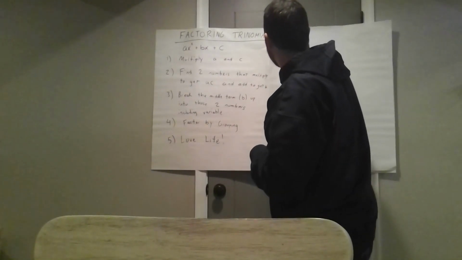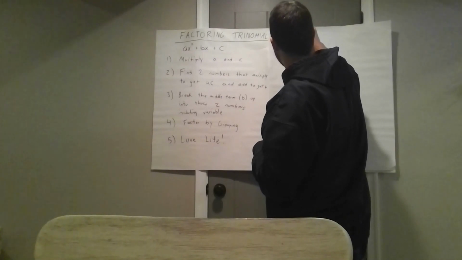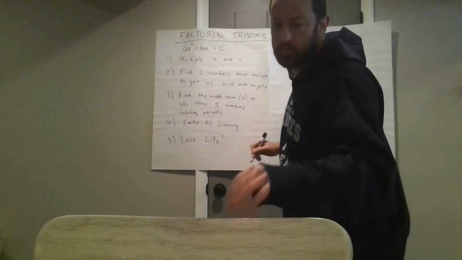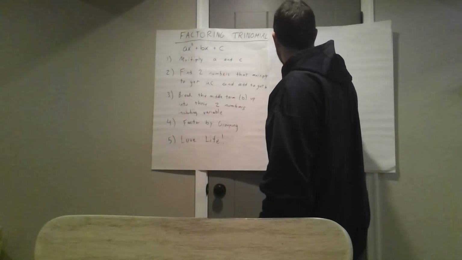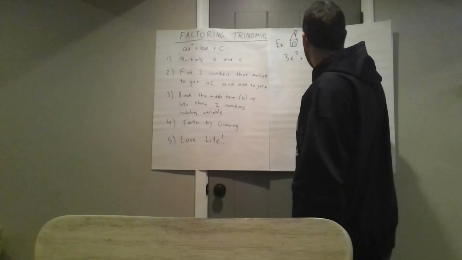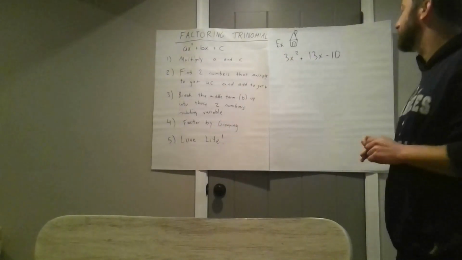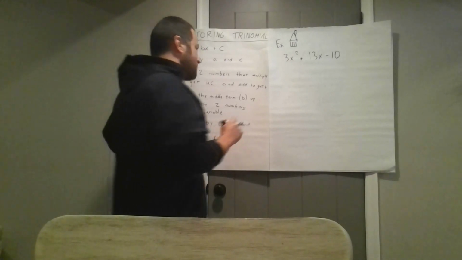And let's try number, we'll call this example house. So 3x squared plus 13x minus 10. All right, so we have a wonderful equation here.